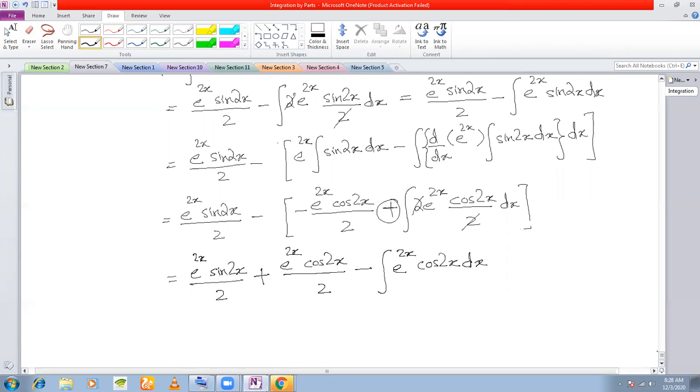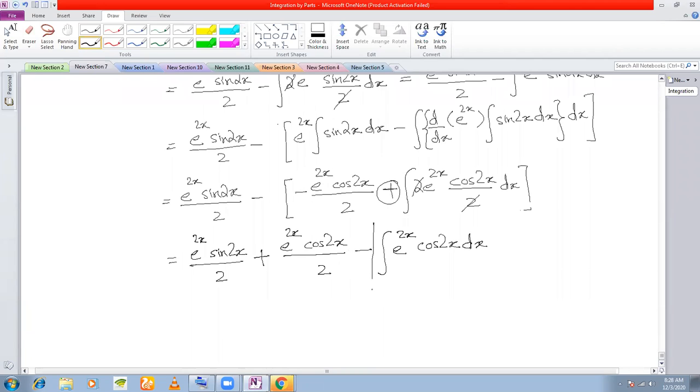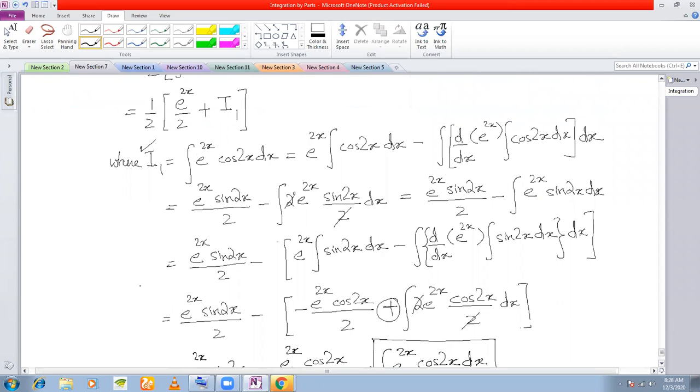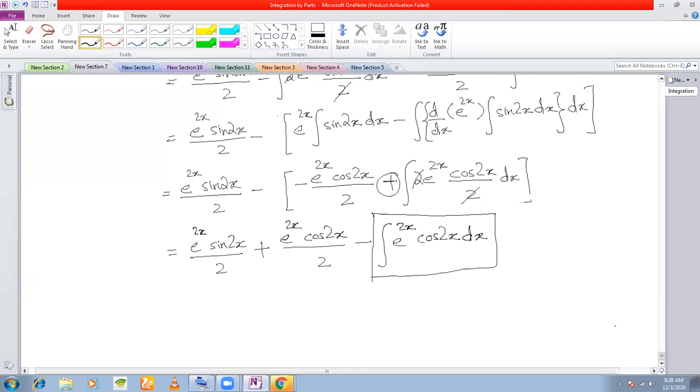Now what do you see? What is this integral? This integral is the integral that we started with, right? I1. This integral is nothing but I1. So in the next step, we are going to write e to the power of 2x sin 2x by 2 plus e to the power of 2x cos 2x by 2 minus I1.